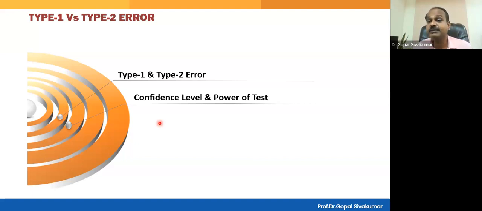This is known as level of significance, or alpha risk. What is the permissible alpha risk allowed? 5%.